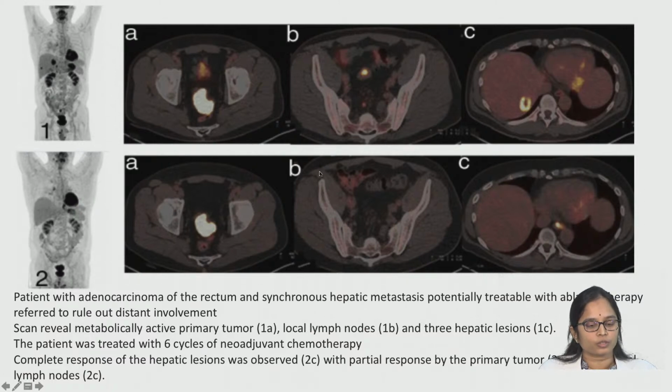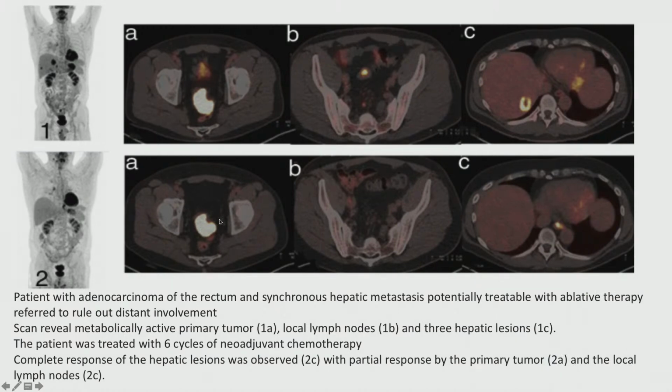Post chemotherapy, because this patient has multiple liver lesions, this patient was given only neoadjuvant chemotherapy. Post chemotherapy, this patient responded completely in the liver, but only had a partial response in the case of the primary.